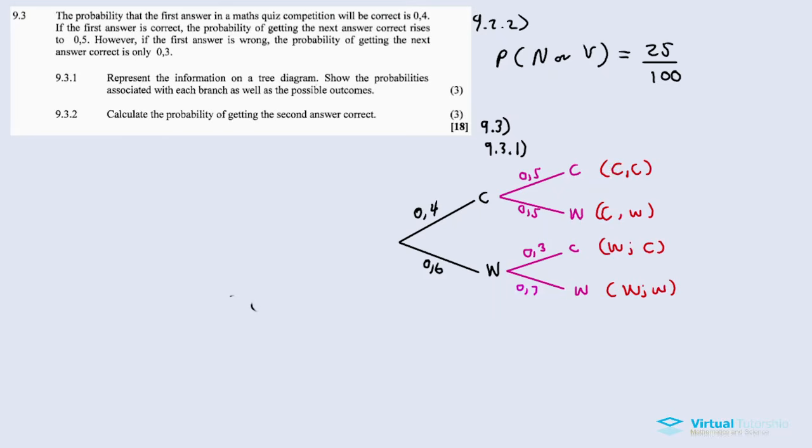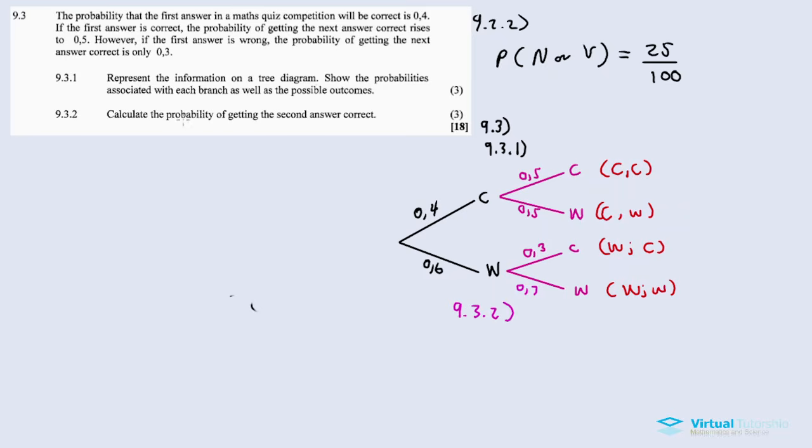Now my possible outcomes: first one correct and second one correct; first one correct and second one wrong; first one wrong and then the next one correct; and then both answers wrong. So that is a total of 3 marks for your tree diagram here in 9.3.1. Then 9.3.2.